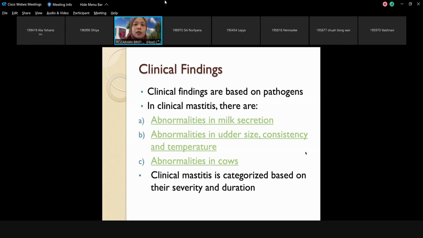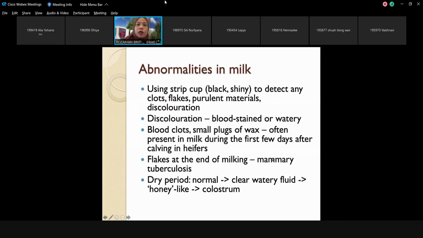So these are the clinical signs. I've mentioned these. You can get either one of these. There will be abnormalities in the milk, abnormalities in the udder, or abnormalities in the cows. So it can be categorized according to the severity and duration. If there are abnormalities in the milk, the best way to look for them, because milk is white in color, correct, is to use a paddle or a bucket, black in color. So if you strip the milk, you will be able to notice if there are any changes.